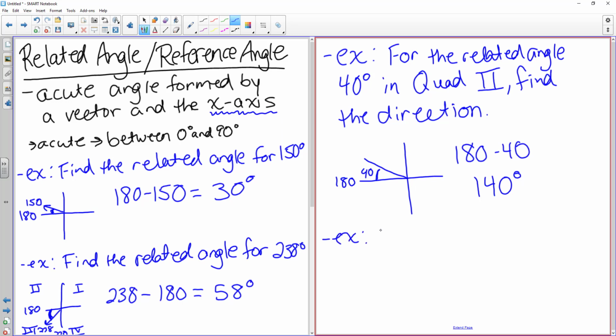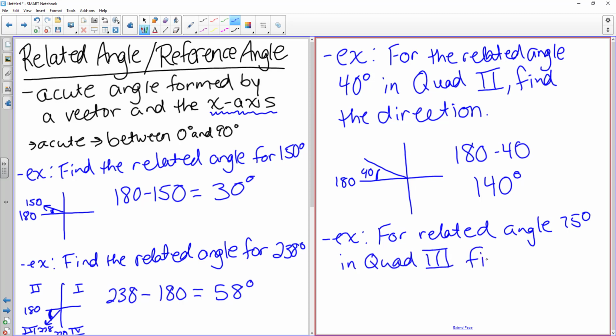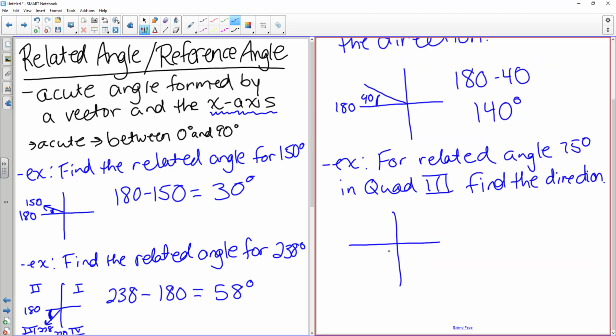Let's do one of those. How about this one? For the related angle 75 degrees in quadrant 3, find the direction. So the full direction. 75 in quadrant 3. 75 as the related angle is between the x-axis and the vector. So if right here is 75, from 0, I'd be 180 and another 75. That leaves me with 255 degrees.